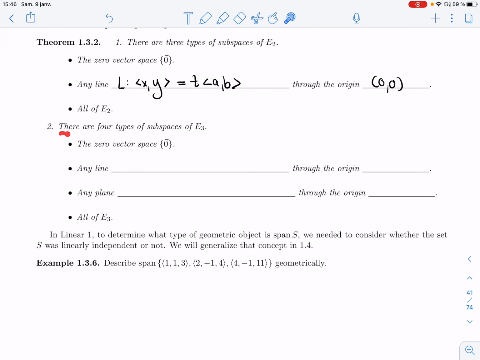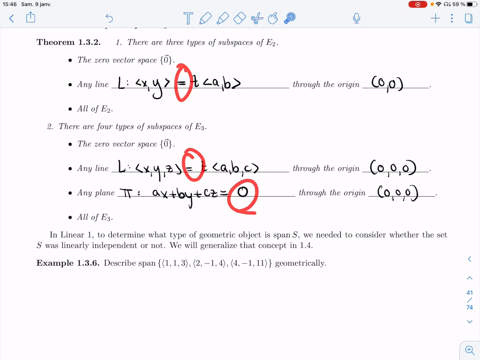Now in R3 we have one more type, so we have four. We still have the zero vector, we still have any line, so (x, y, z) equals t(a, b, c), through the origin (0, 0, 0), and any plane. For a plane, let me use an implicit equation, ax plus by plus cz equals 0. I'm not going to put a d because it is, again, through the origin. So I don't need a point for the lines because that point is 0, and I don't need a d because d is 0. All right, so either the zero vector and that's it, a line through the origin, a plane through the origin, or all of R3.